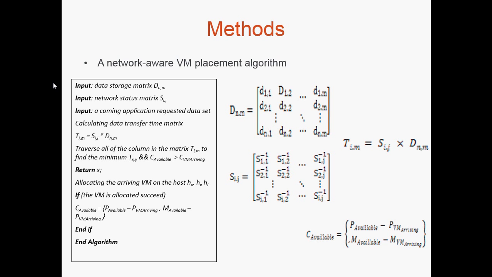As the figure shows, the VM placement algorithm presented in this paper acts according to the following pseudocode. For placement, it traverses all of the columns in the matrix T to find the minimum T and then allocates it. We should also know that after the placement of VMs, the available resources of hosts should be updated by the following equation.